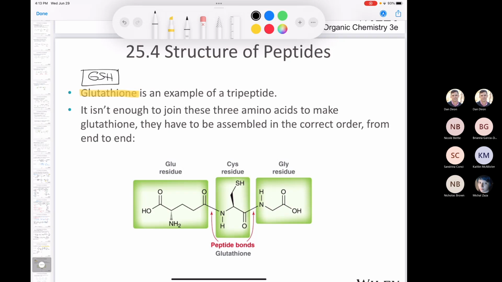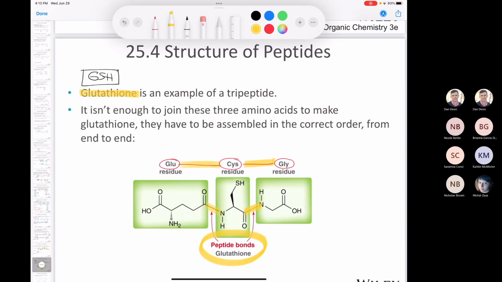and it's an example of a tripeptide. Why? Because it's made from 3 amino acids. It's made from a glutamic acid, a cysteine, and a glycine, and they're all linked together. And what are the linkages that hold them together? An amide bond and an amide bond, right? 2 amide bonds, but we call those peptide bonds because they link these 3 amino acids together.